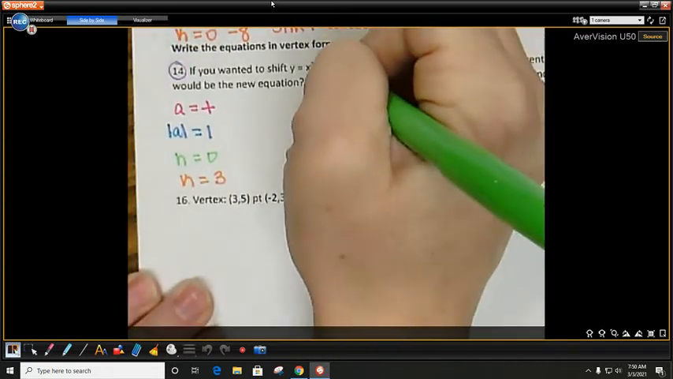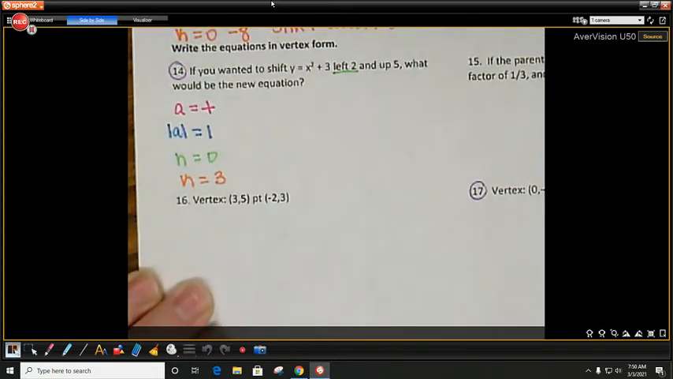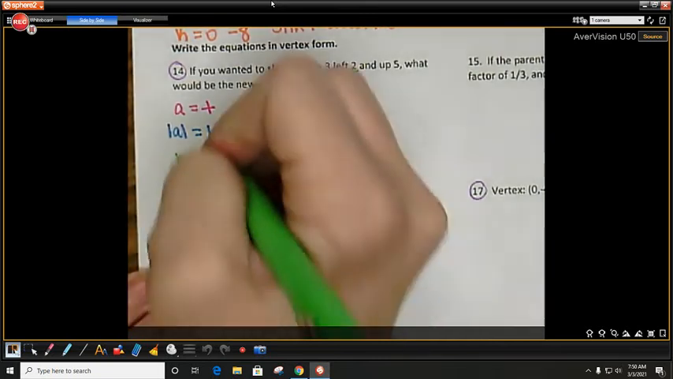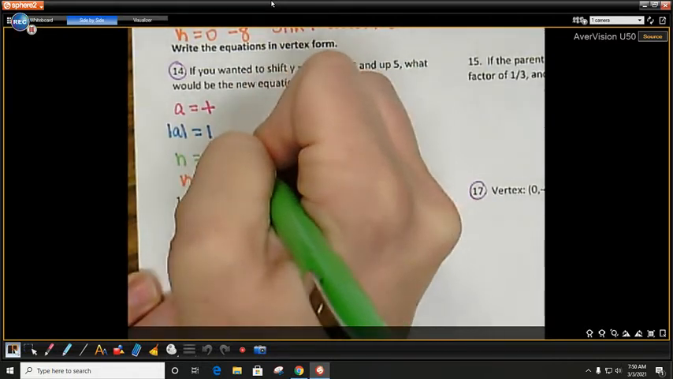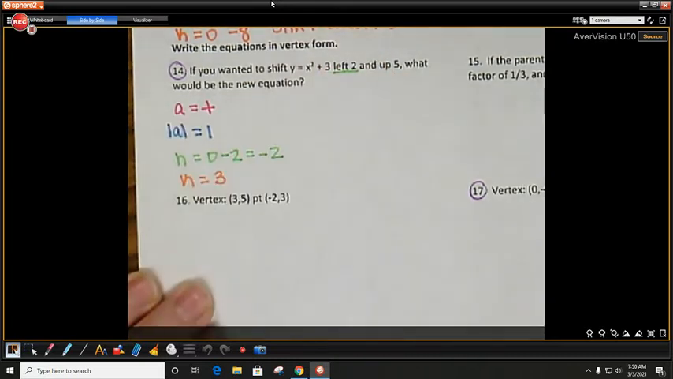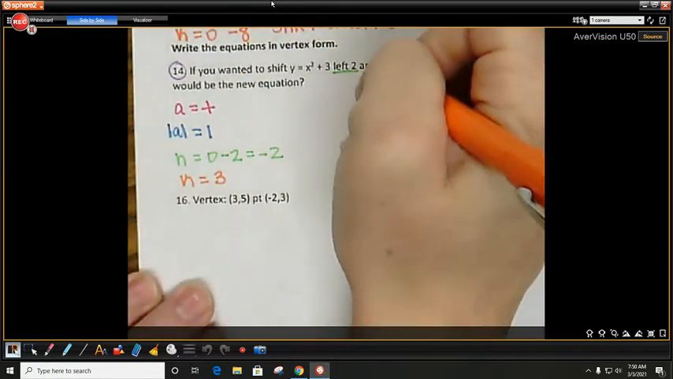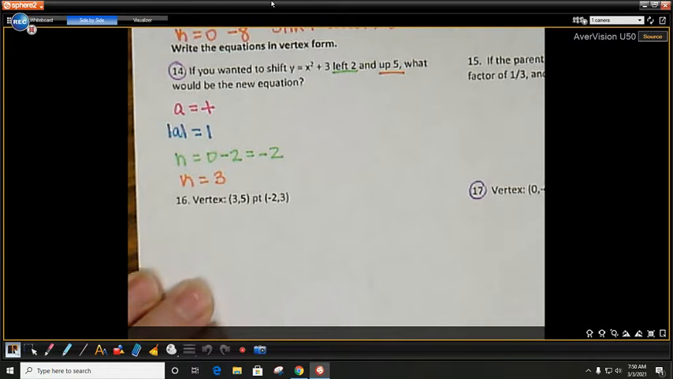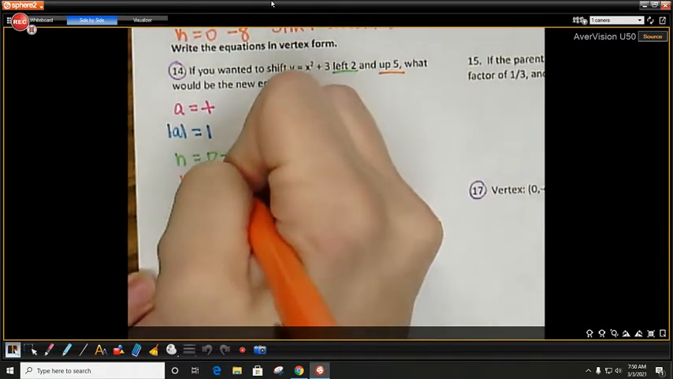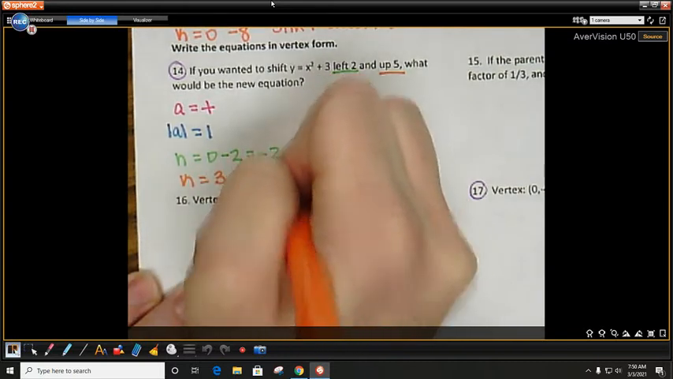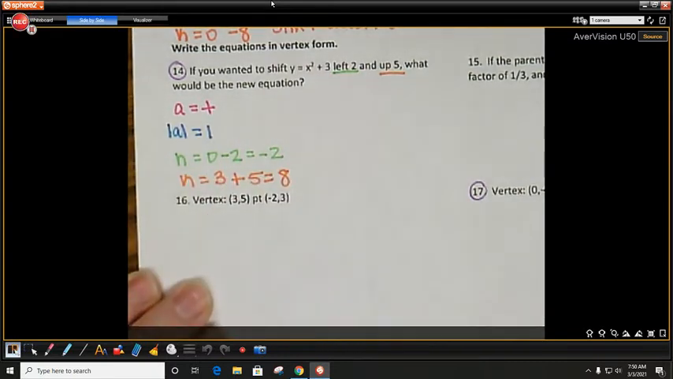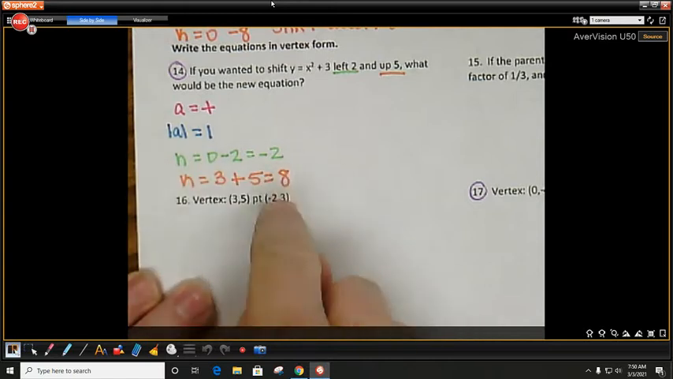Okay, so if it says left 2, that means that is my h value. H affects you shifting left and right. And if you go left 2, that's a negative 2 because you find negative numbers to the left on the x-axis. So 0 minus 2 is now negative 2. But then we also need to shift up 5. Shifting up and down is your k value. If I go up, I'm adding. So I'm going to add 5. So 3 plus 5 is then 8. It doesn't say I make any other changes. So these are my only 2 new values.